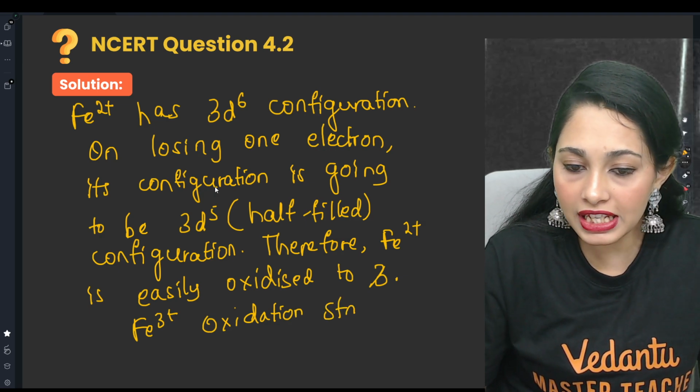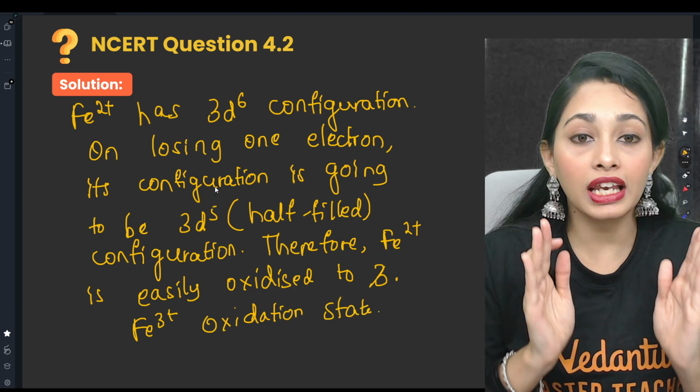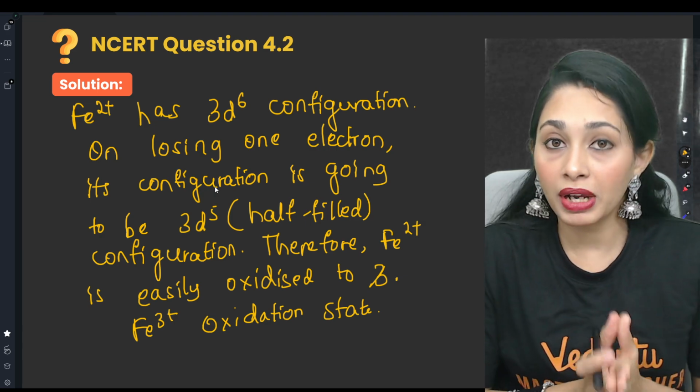In order to solve these kinds of questions, we need to know the electronic configuration of the respective metal ions.